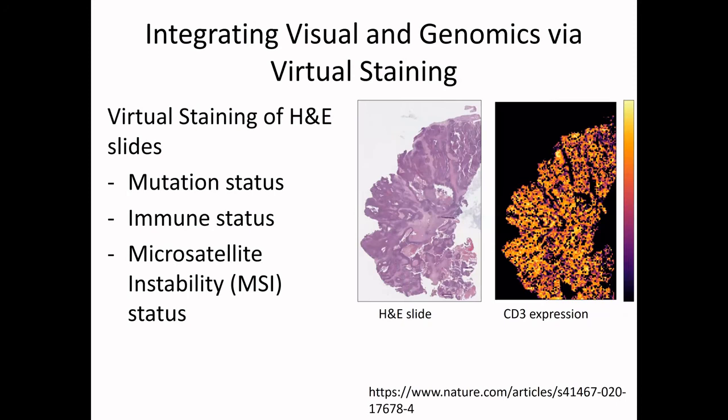One more aspect that has become very popular in the past couple of years is using image processing algorithms, both regular machine learning or even deep learning algorithms, to virtually stain H&E slides like this with different markers of interest. You could stain for a mutation, you could stain for immune status markers, or in the case of colorectal cancer, you could stain for microsatellite instability or MSI. And again, this gives you a very powerful paradigm to visualize complexities in the tissue by virtually staining these H&E slides with different markers, and then essentially aid the process of molecular assessment.